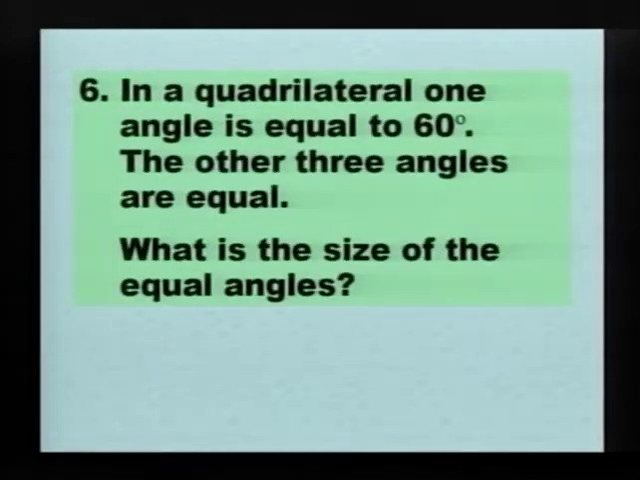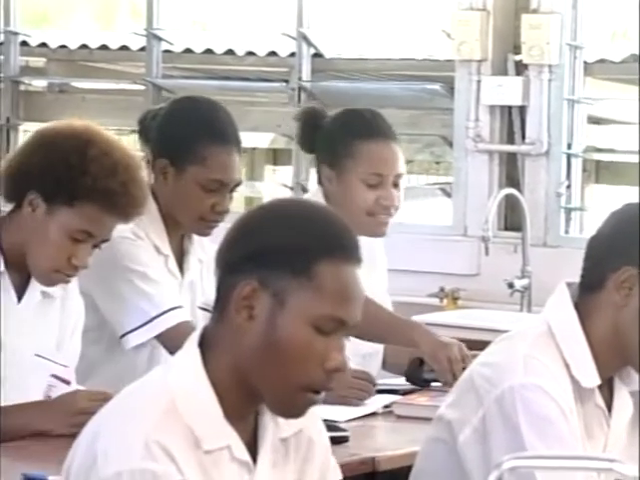Right, number five we did. Number six will be the last one we'll answer orally. The rest of the questions you will have to explain on the board. All right, the size of the missing angle, the size of the equal angles. Let's have one girl. Miriam. The equal angles are 100 degrees. 100 degrees, good.